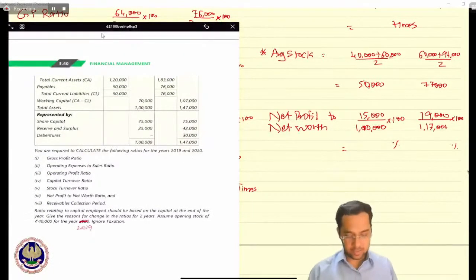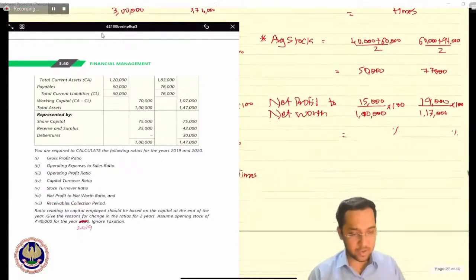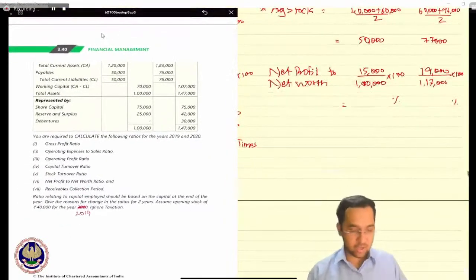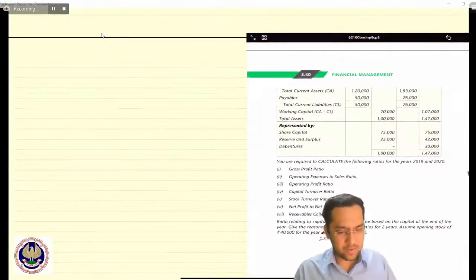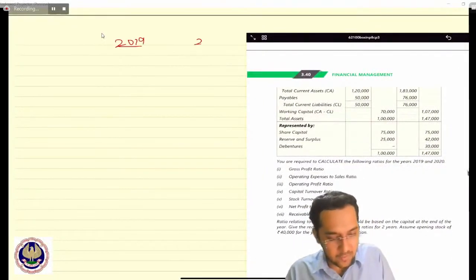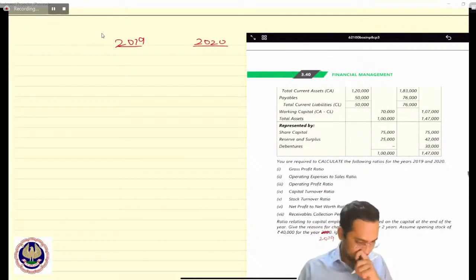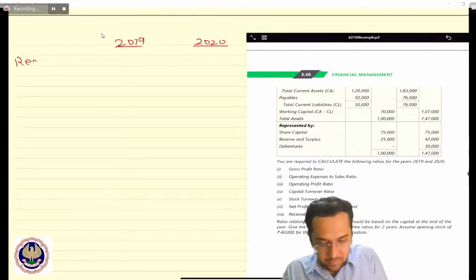Final ratio, which they are asking us, is receivables collection period or debtors collection period. So for debtors collection period, I'm going to tell you how we compute it in a bit different way. First, let's compute for 2019 and for 2020. What is our debtors turnover or receivables turnover?